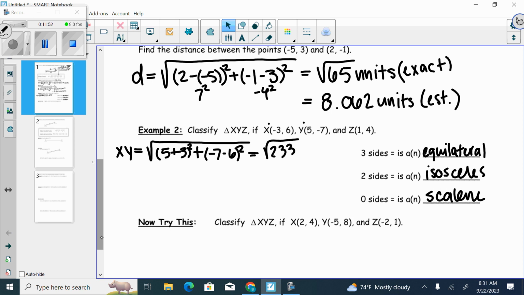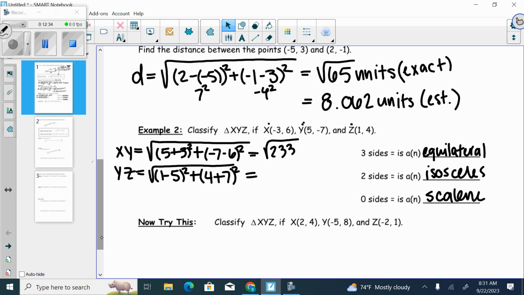Okay, now we're going to find the length of y to z. So now y is going to be my x1, y1. Z is my x2, y2. So what would be my x2 minus x1 this time? 1 minus 5. Very good. So I got 1 minus 5 squared plus, what's my y2 minus y1? Very good. 4 minus a negative 7, which would be the same as 4 plus 7, right?